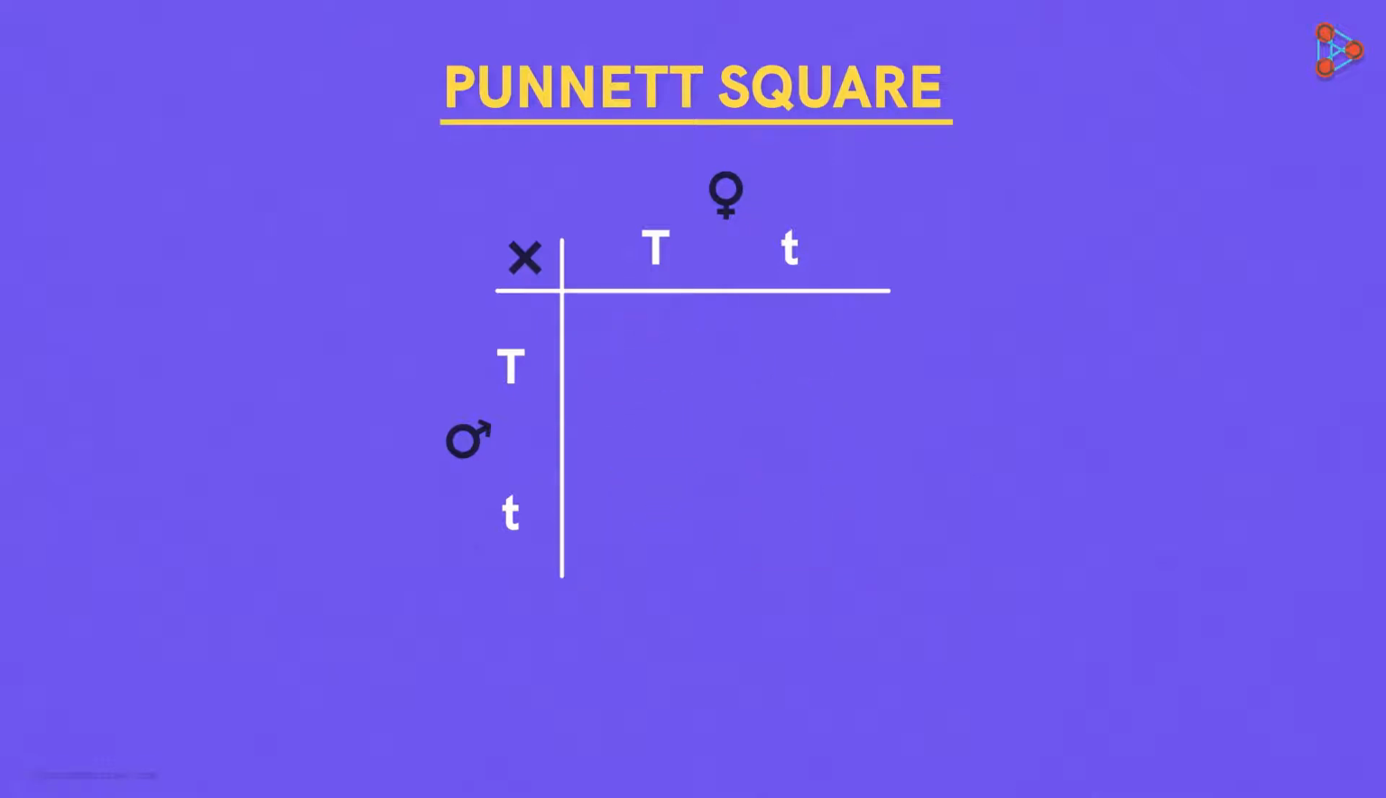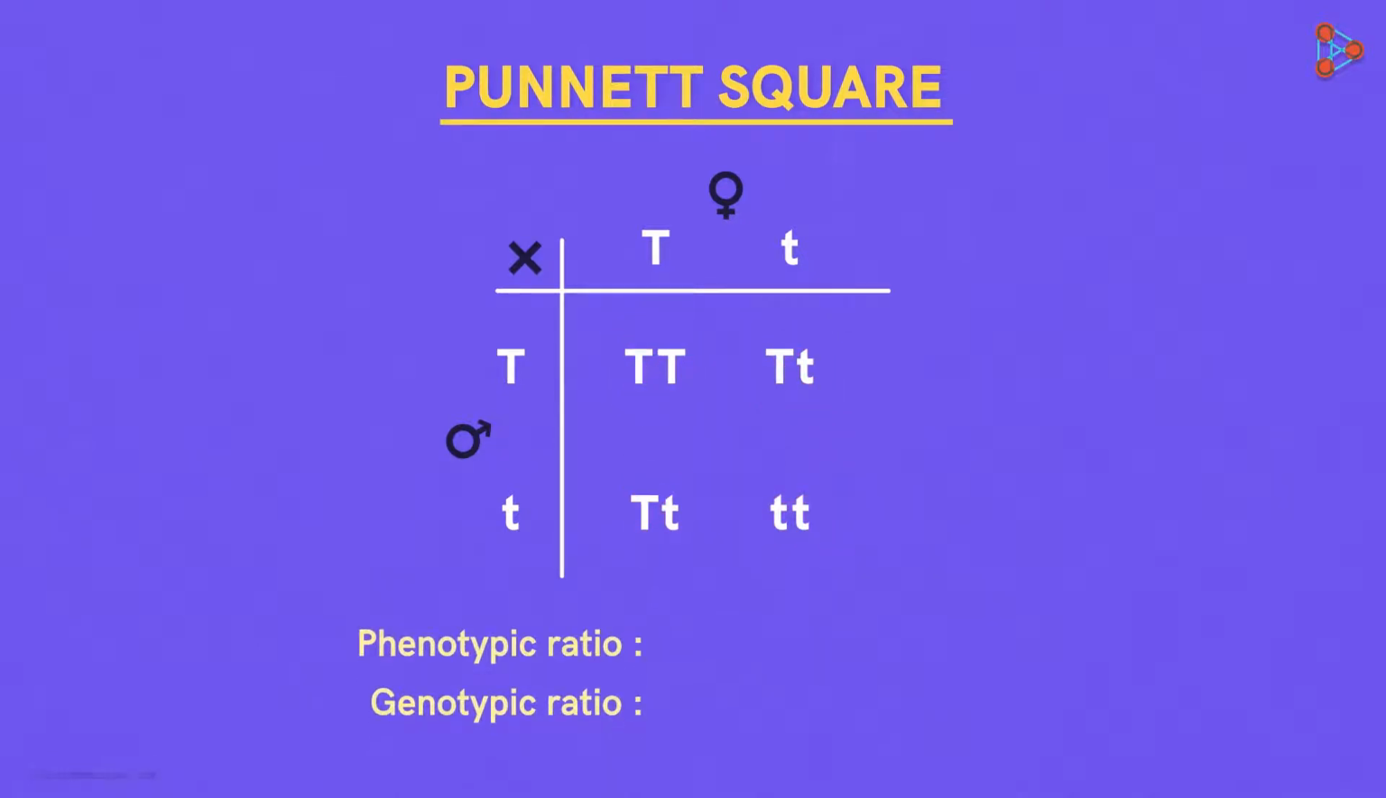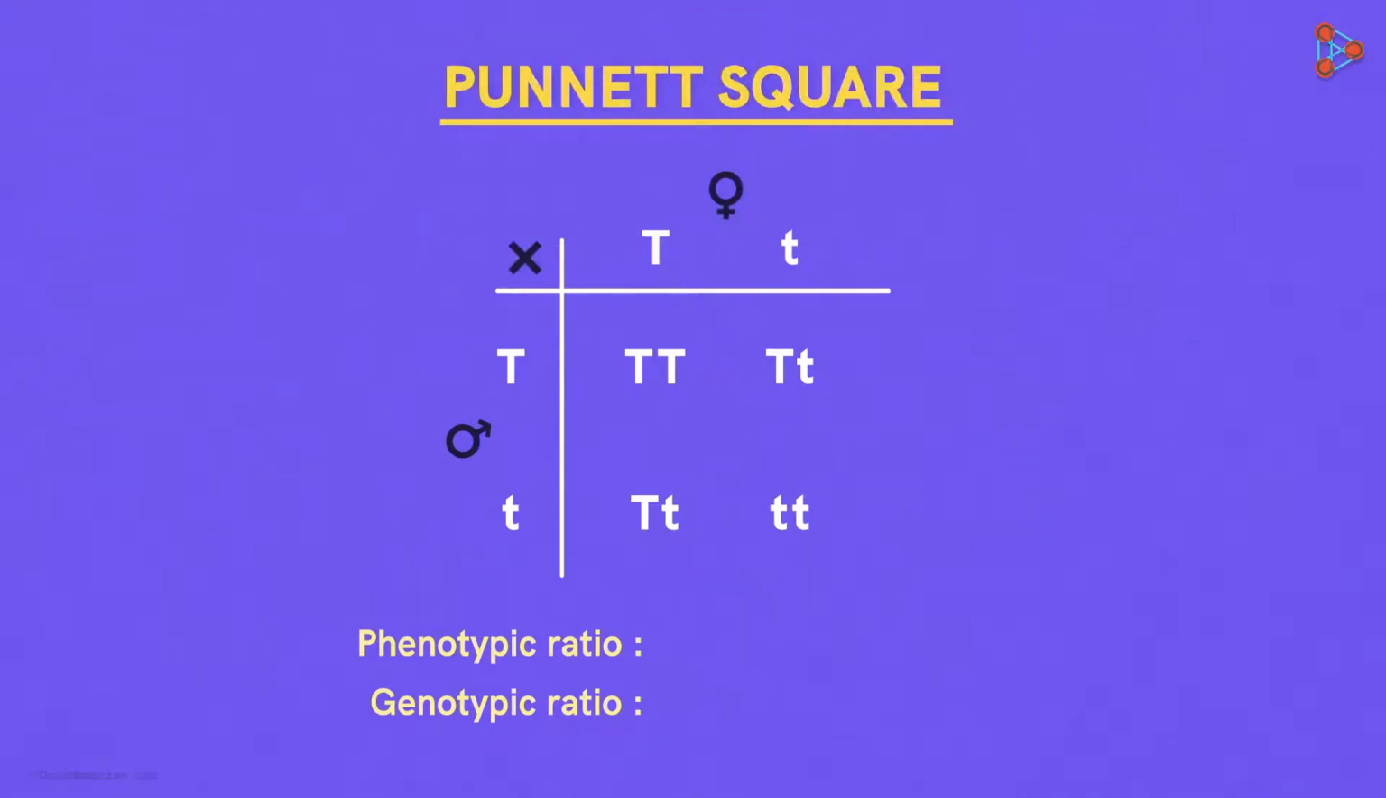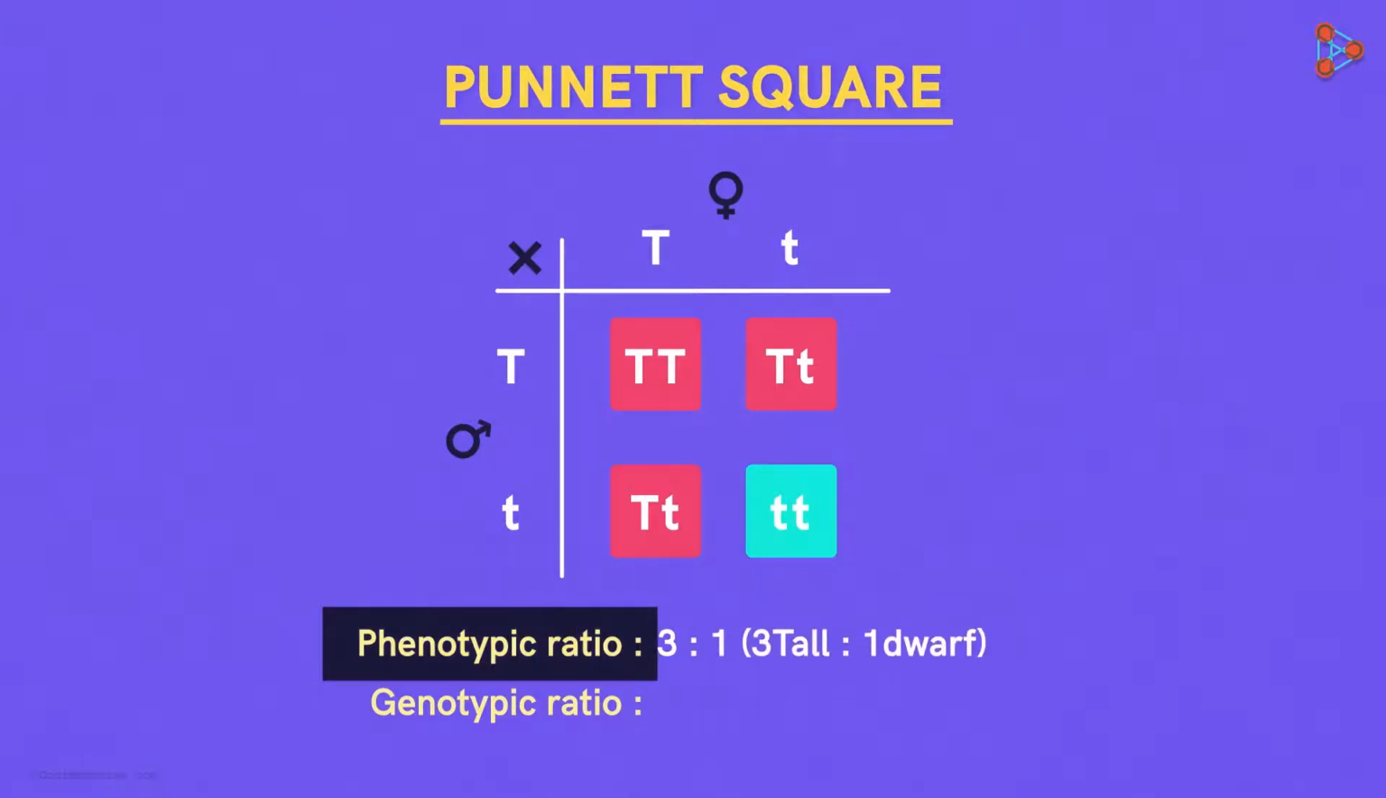Here we go. These are the combinations that we obtain on crossing these plants. Take a moment to go through this table. Can you find the phenotypic and the genotypic ratios here? Phenotype, if you remember, refers to the observable physical properties. We can clearly see that there are 3 tall plants and 1 dwarf plant. So the phenotypic ratio is 3:1.